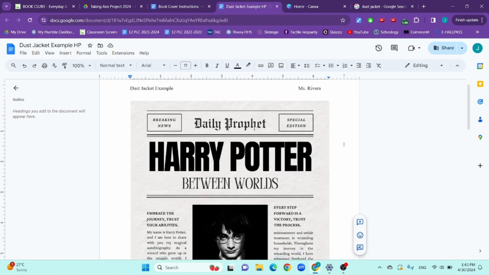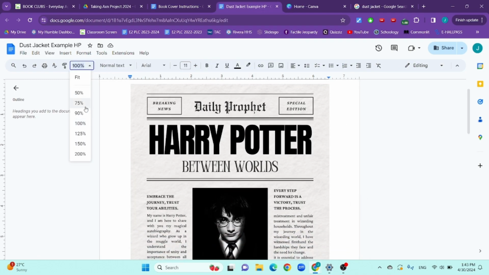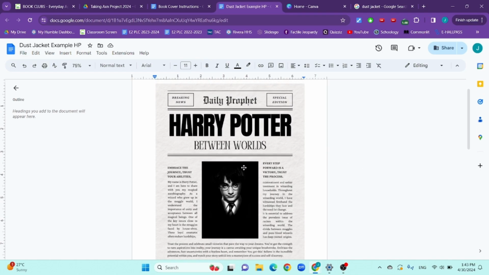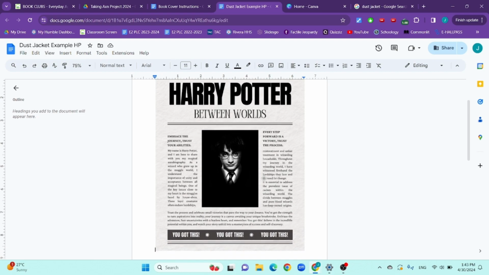I made this example using Canva, and this is all from the point of view of Harry Potter, because that's my example. Here is his name. He's the author, and his book is called Between Worlds. I made it look like a newspaper because in Harry Potter, he's always in the news, typically because it's bad, like they're spreading rumors and lies about him. So this is kind of like his tell-all book.